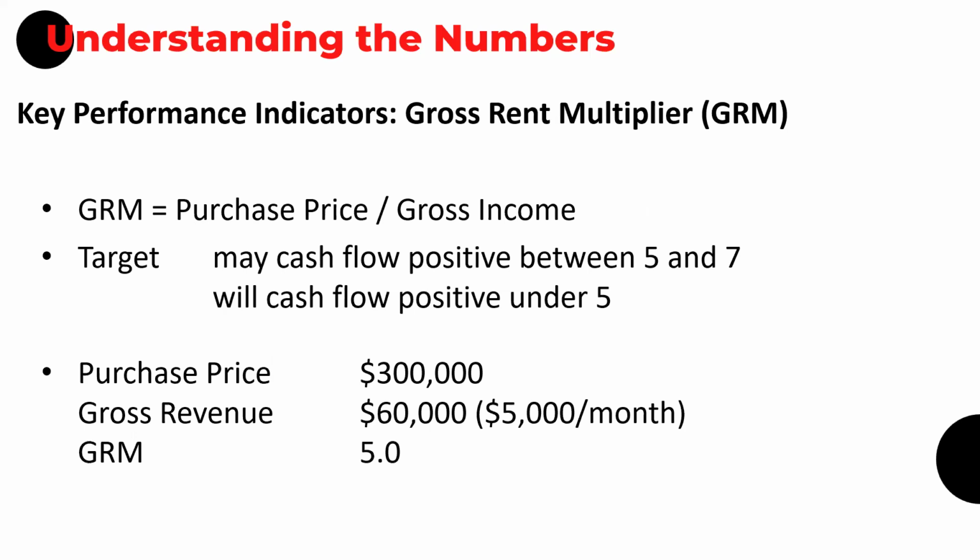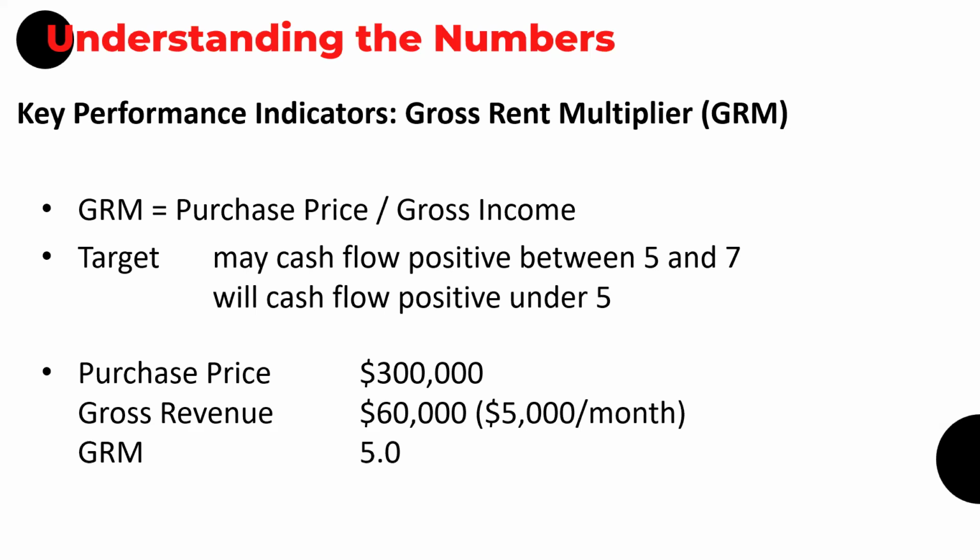Gross rent multiplier, or GRM. GRM is the purchase price divided by the gross income. Simply put, it's the number of times that the rent goes into your purchase price. When you're looking at targets, you may cash flow positive with a GRM between 5 and 7. You will cash flow positive generally under 5.